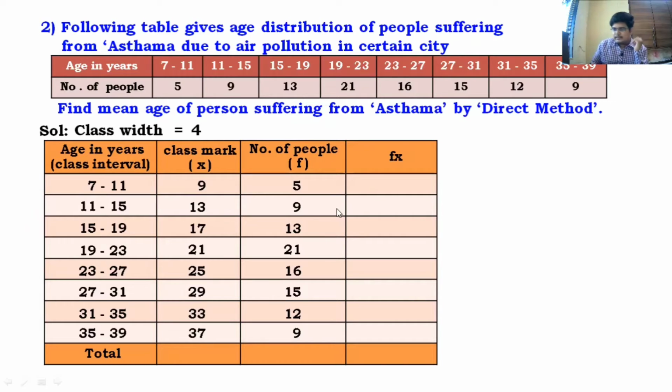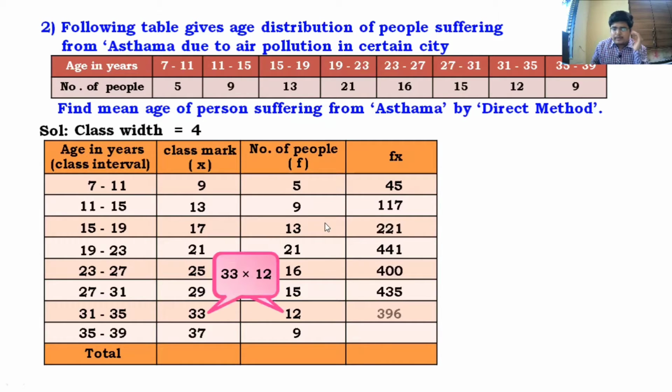Now coming to Fx. Fx means F into X. F is 5, X is 9, 5 into 9 is 45. So here guys, you have to multiply all these values. So pause this video and calculate the entire column of Fx. So I'm sure guys, you have paused this video and done this. So you will get 117, 221, 441, 400, 435, 396 and 333. Now you have to add all the values of F and you have to add all the values of Fx and then divide them. So I want you guys to pause this video and complete the entire calculation. Calculate summation F, calculate summation Fx and divide. Go ahead guys.